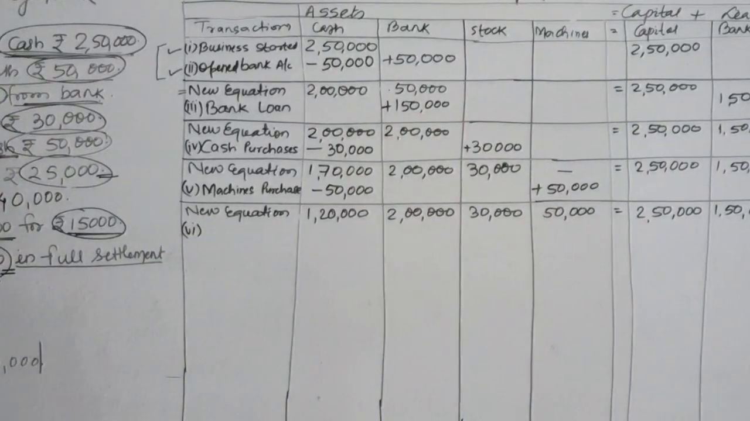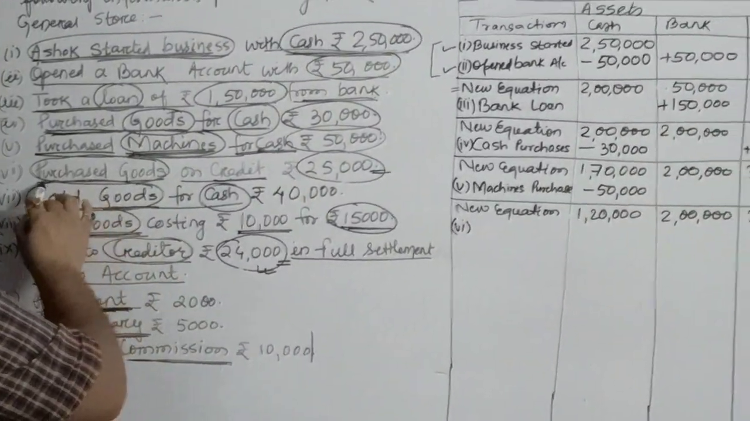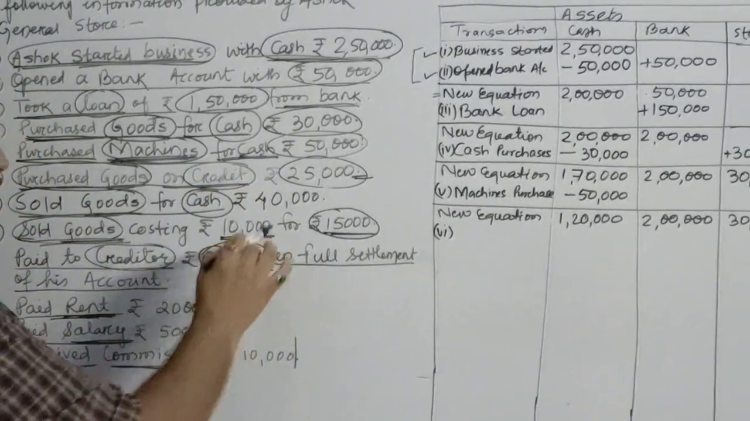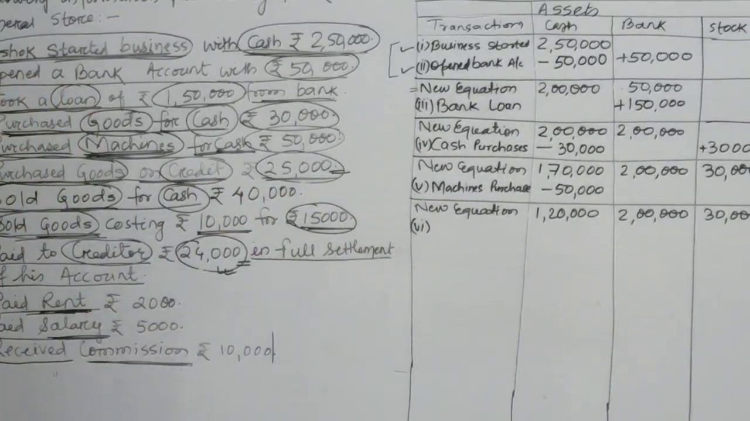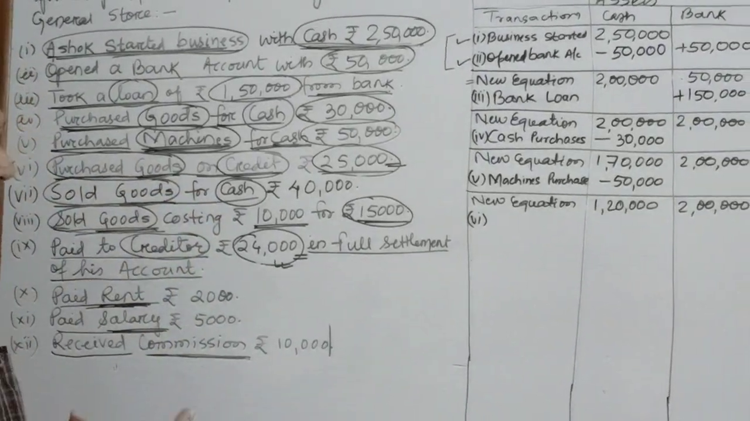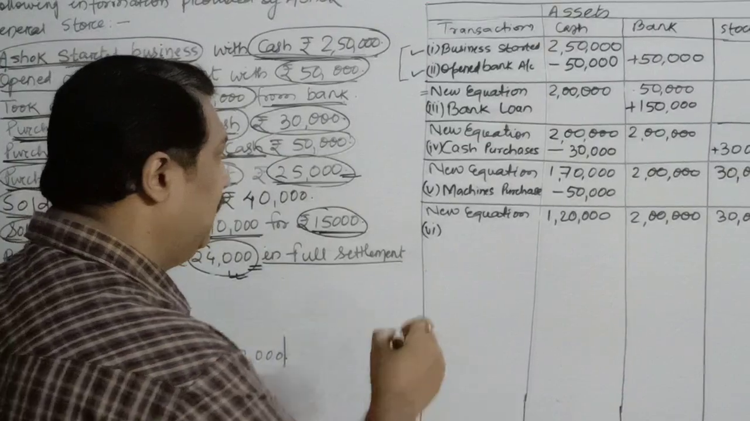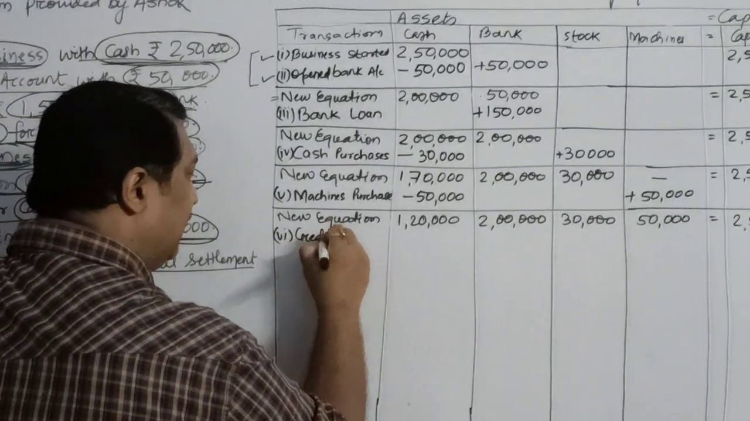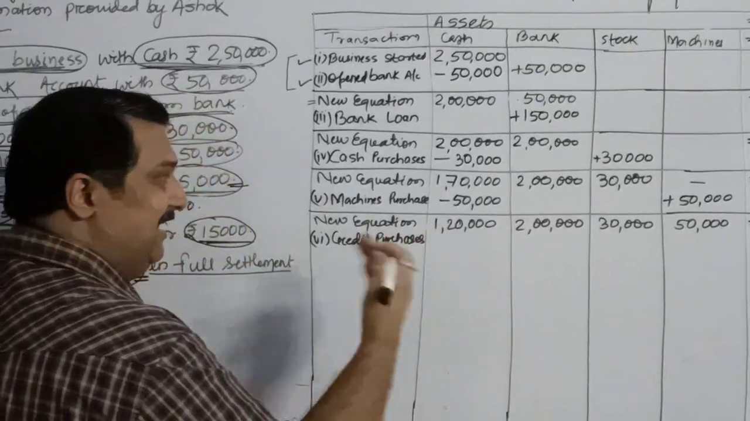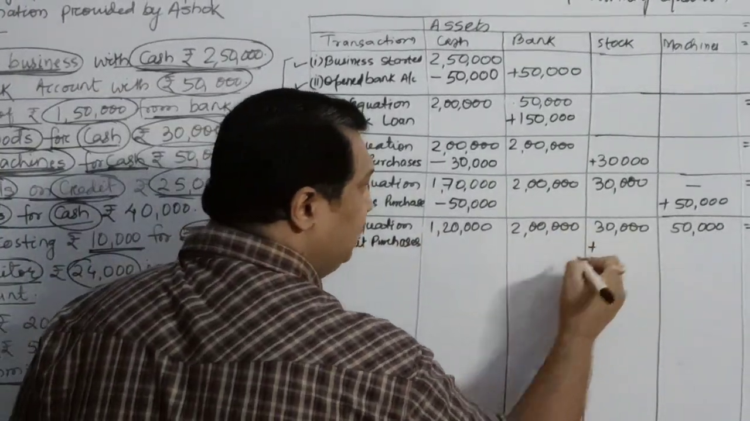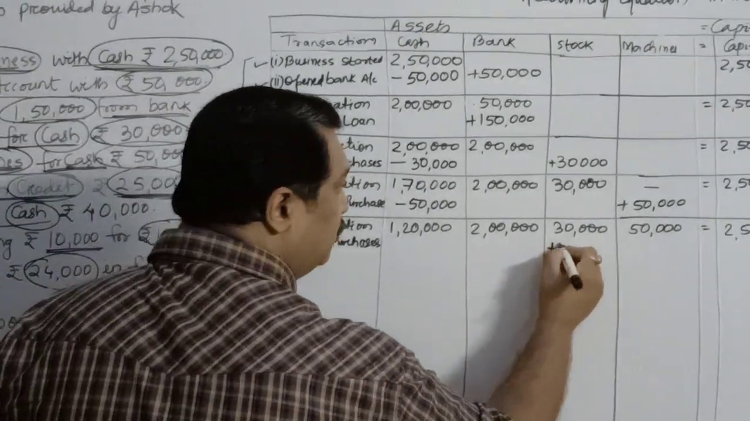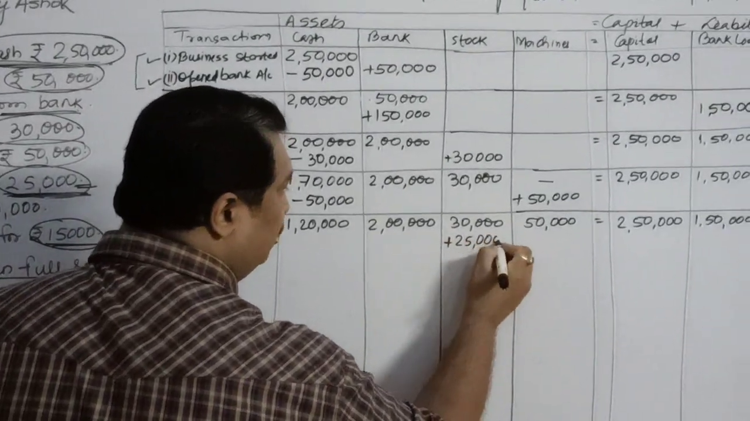Transaction number 6. Purchase goods on credit, rupees 25,000. Children, since we are buying goods, it is related to goods, so it will affect my stock. I will just write over here credit purchases. When I buy goods on credit, my stock will obviously increase. I have purchased goods of 25,000, so my stock will increase by 25,000.